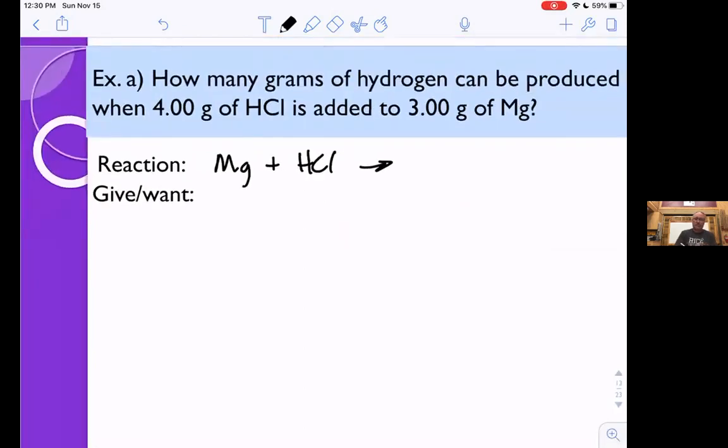Now, you guys should be able to predict products here. This is a single replacement reaction. So think about whether magnesium is above hydrogen on your activity series. It's a group 2 metal. It will replace hydrogen in acids.